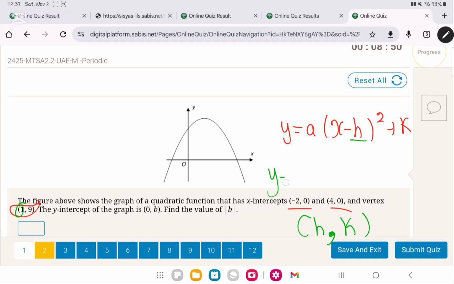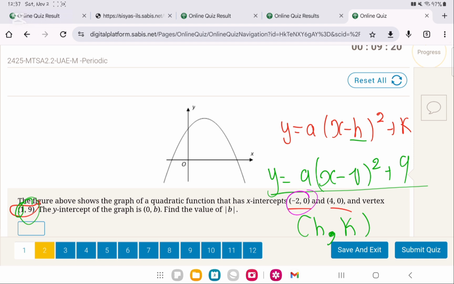So now it becomes y is equal to a times (x, since it is 1 here, it becomes minus 1 over here) minus 1 squared. And then the k, or the y, stays exactly as it is, plus 9. So this is the beginning of finding what our function is. Next step we can do is we choose any point and we substitute it. Let's say we choose (minus 2, 0).